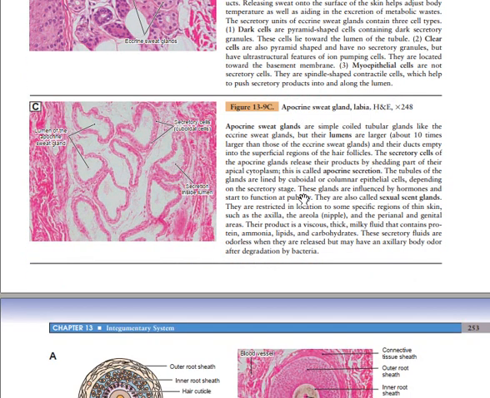Now the apocrine sweat glands are simple coiled tubular glands like the eccrine sweat gland, but they are in contact with the hair follicle. Is it clear? Now the secretory cells produce shedding cells. They are called apocrine because they shed the apical part of their cytoplasm. Is it clear? And because of this, these glands are mostly called sexual scent glands.